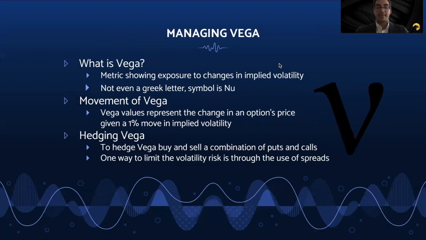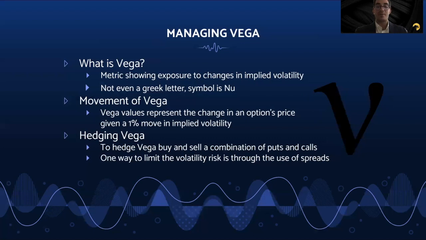Next up, we have Vega. Vega, though not even a real Greek letter, is a Greek metric that allows us to see our exposure to changes in implied volatility. As you should know, and we'll make sure to cover in a different series, implied volatility is the market's forecast of a likely movement in a security's price.